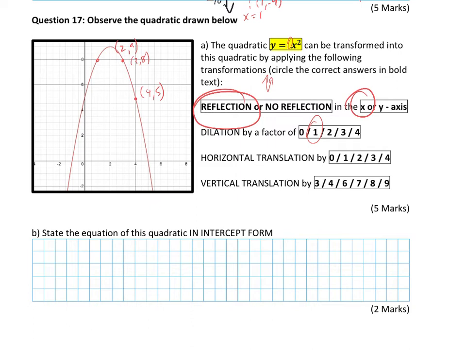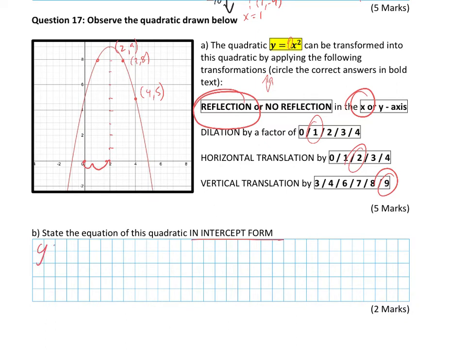It was horizontally translated. Well, it moved from here to there, so it went 2. Vertically, how did it go? Well, 1, 2, 3, 4, 5, 6, 7, 8. It was vertically translated by 9. Okay? State the equation of this quadratic in intercept form.